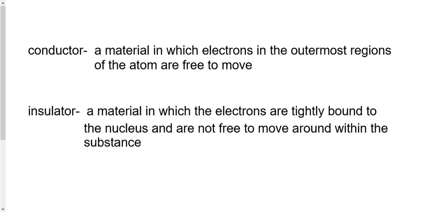Versus an insulator, of course, which is just the opposite. It's a material in which the electrons are pretty tightly bound to the nucleus. Well, they can move, but they're not as free to move around as they are within a conductor. It's still way easier to get the electrons off an insulator than it is to get the protons out of the nucleus. But it's not as easy as it would be in a conductor.